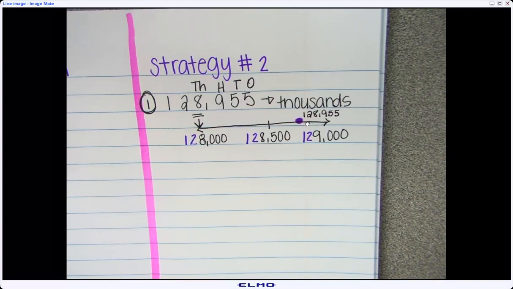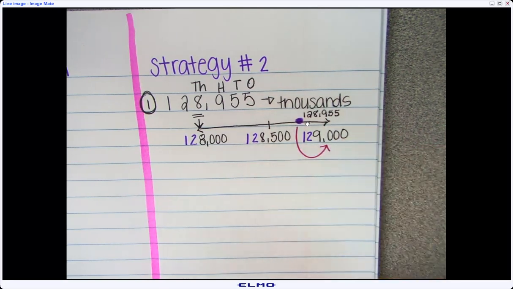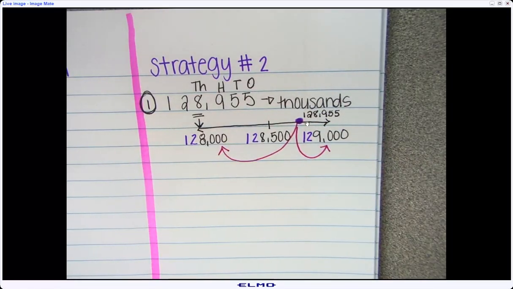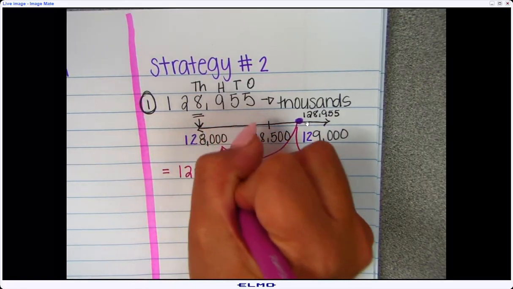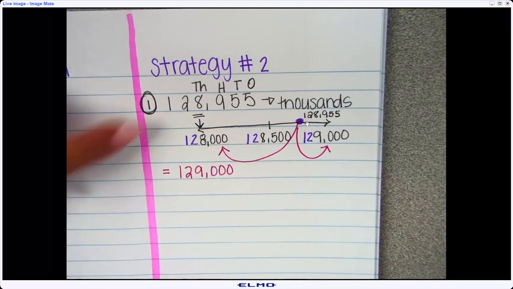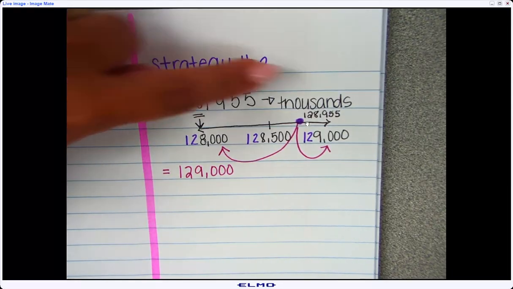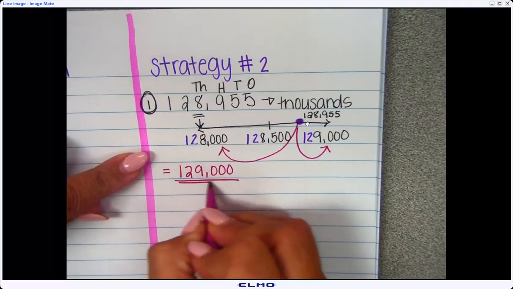Then I have to go back to my kinder days and think about the little frog. My frog is going to jump to the 129,000 and it's going to jump to the 128,000. What is it closer to? 129,000. It is closer to 129,000. So that means that when I round 128,955 to the nearest thousands, it becomes 129,000.